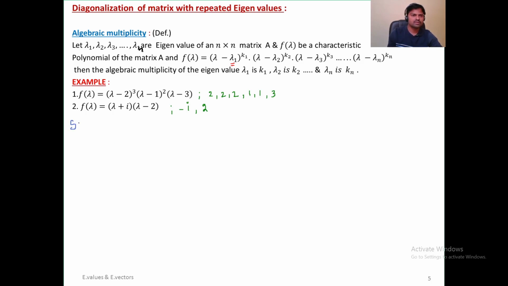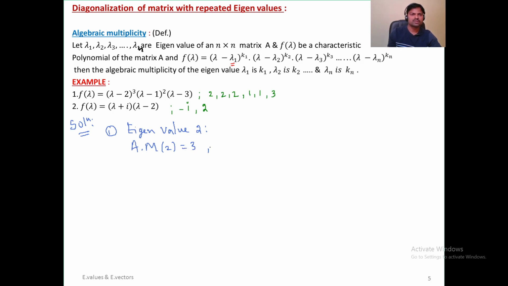Now the solution. First one: the distinct eigenvalues are 3, that is 2, 1, 3, right? So the total number of eigenvalues is 6. So for the first eigenvalue 2, what is the algebraic multiplicity? Algebraic multiplicity AM is how many times it repeats. So here what is k1? k1 is 3 here. So the algebraic multiplicity of the eigenvalue 2 is 3. That means 2 is repeated 3 times.